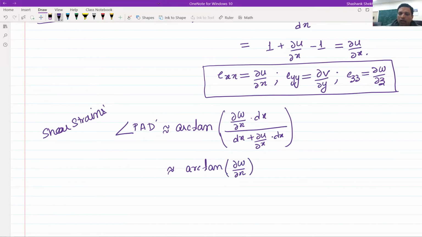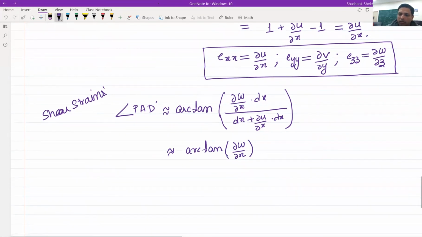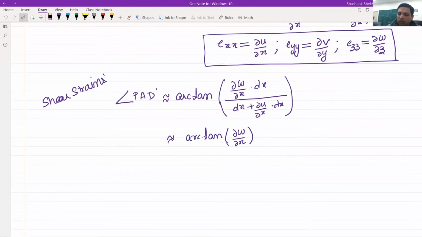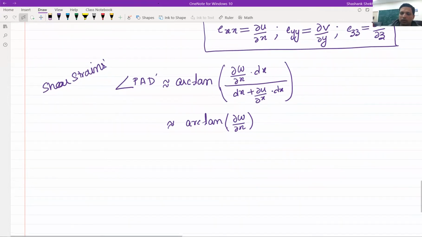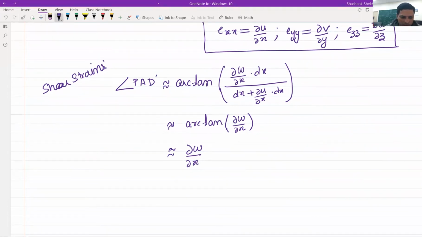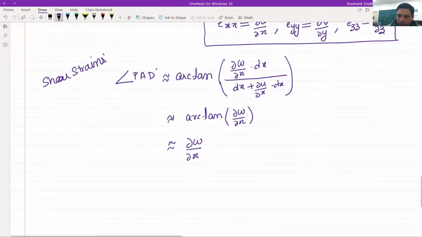And we also know that theta is approximately equal to sine theta for very small values, and sine theta is approximately equal to tan theta. And therefore, we can say that this is approximately equal to del w by del x, which is nothing but your EXZ.